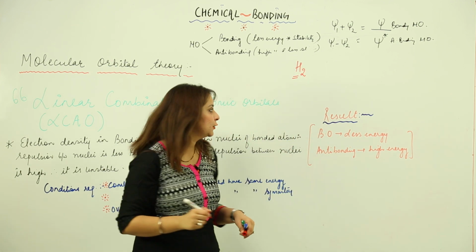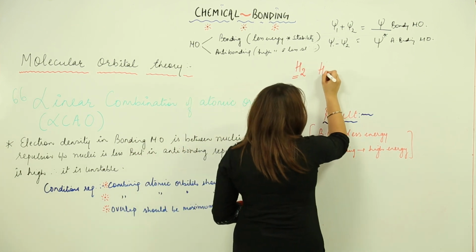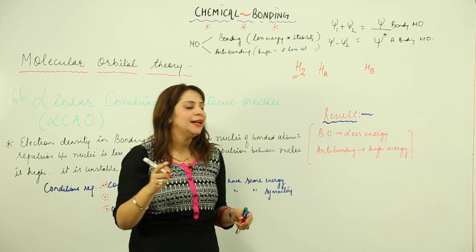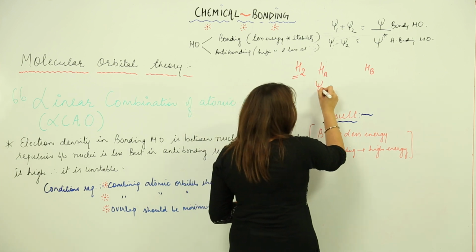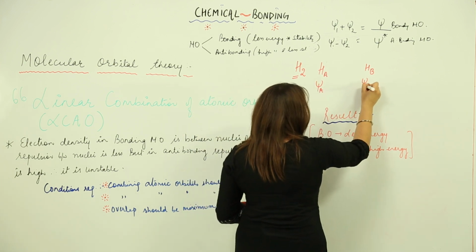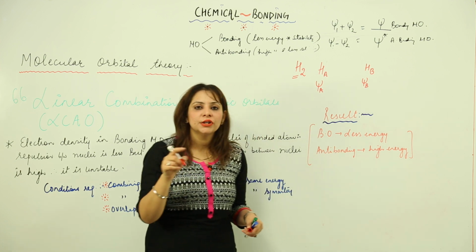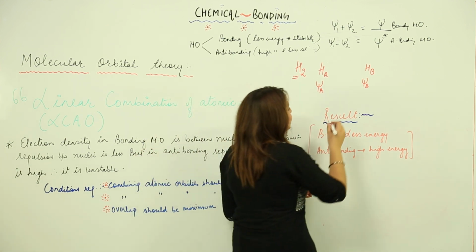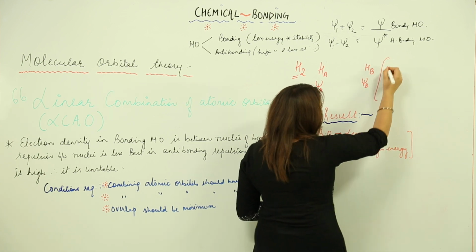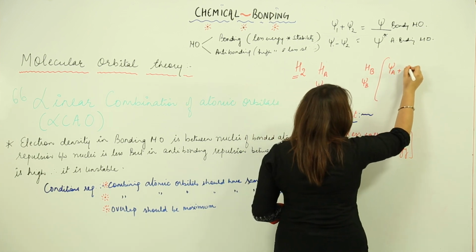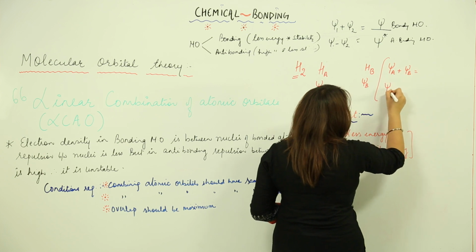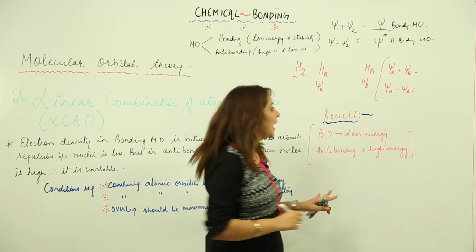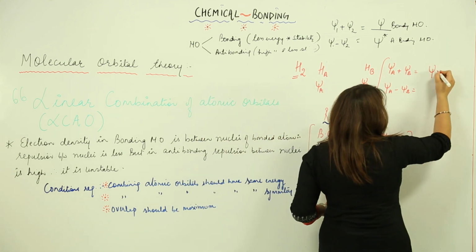if I need to form a hydrogen molecule, so let's say this hydrogen molecule is formed by the combination of two atomic orbitals, one HA and one HB. HA has a wave function xi A, and let's say that HB has a wave function xi B. So when they are going to combine, what is going to happen? Either combination can take place, either their wave functions may add up or their wave functions may subtract, right.